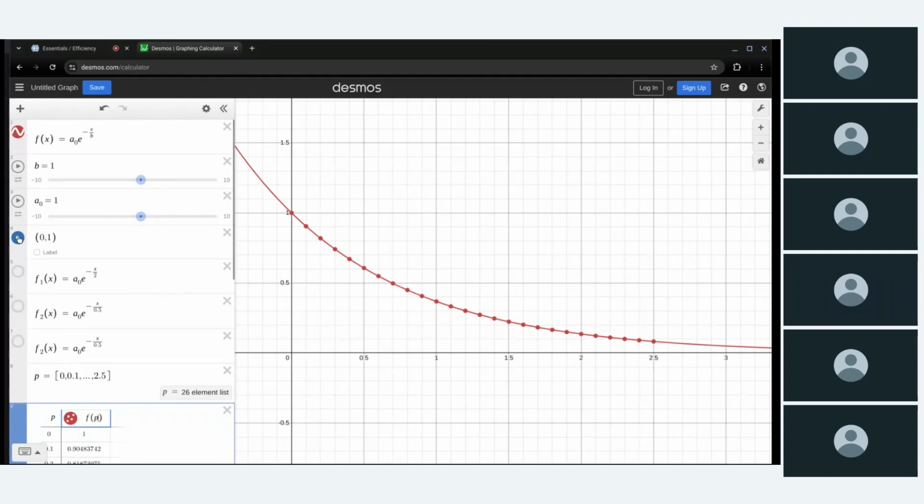Notice the set of points are all plotted. Let's take out the initial condition of that. Let's also turn off that continuous curve. These are the set of points. They are chosen points from 0 to 2.5. Okay, let's have that function.